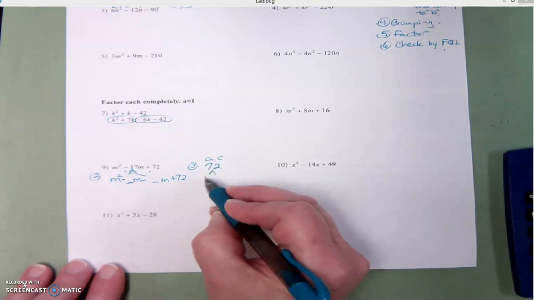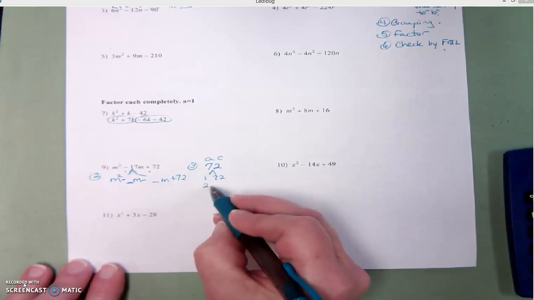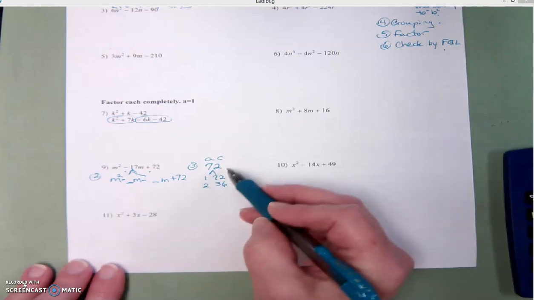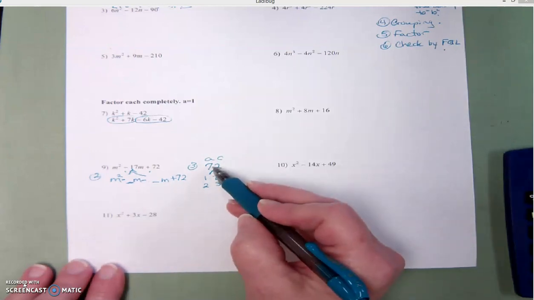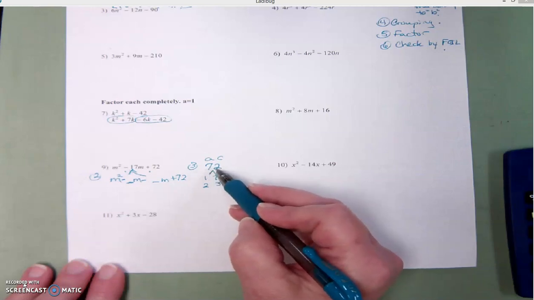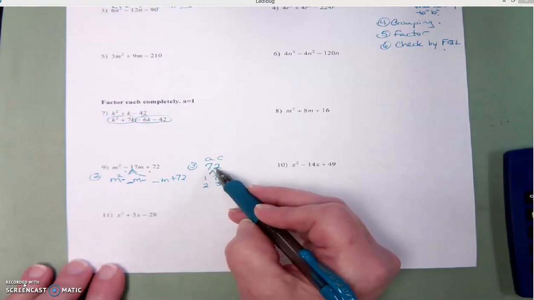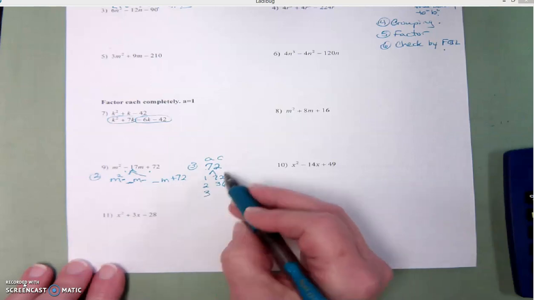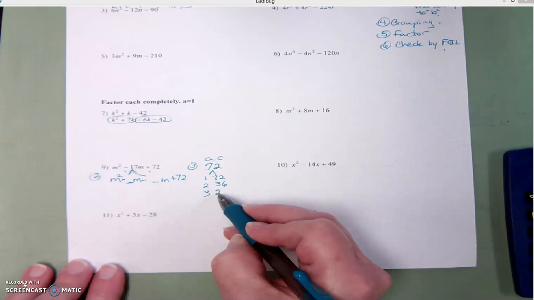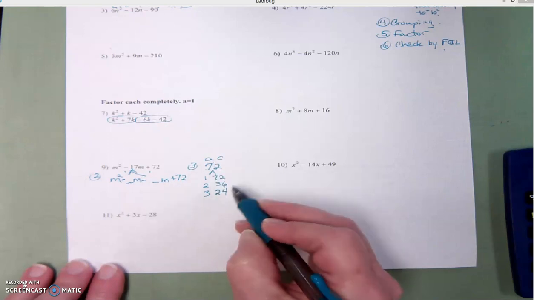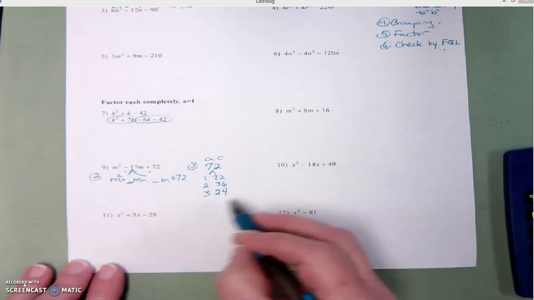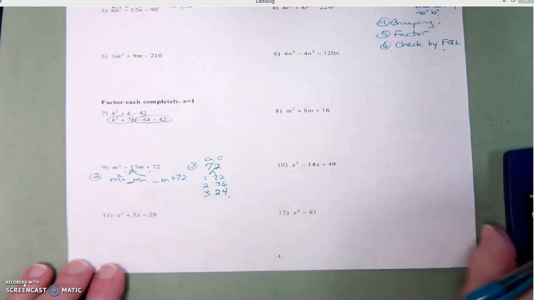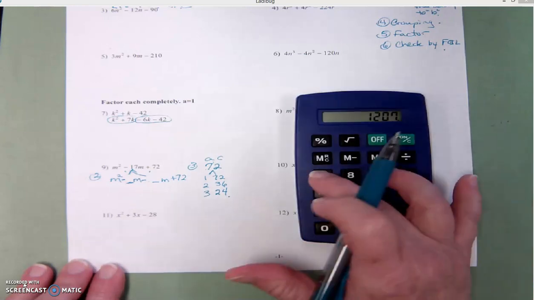So I know that I've got 1 and 72, 2 and 36. Let's see, does 3 go into 72? If we add our digits together, 7 plus 2 is 9. 9 is divisible by 3, so yes, it does go into 72. That would be 3 times 24. Would that give me 17? No.